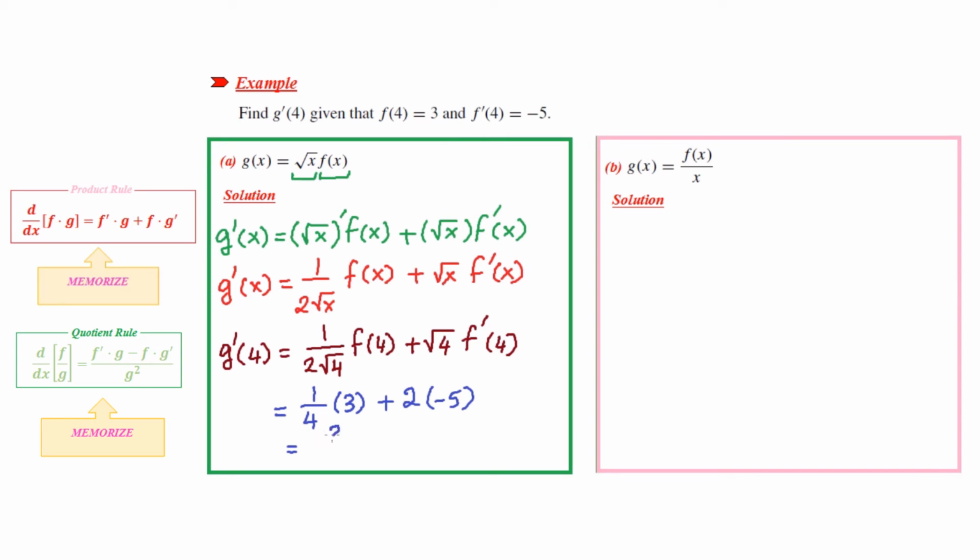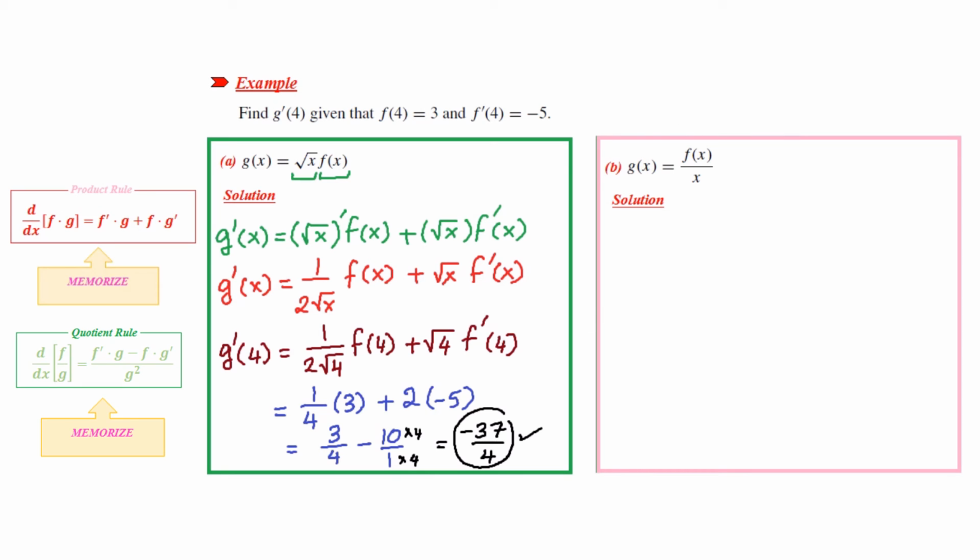So this equals 3 over 4 minus 10, and we can write 10 over 1, and you have to rationalize the denominator to do subtraction. Multiply by 4, multiply by 4. So the final answer is 3 minus 40, which is -37, divided by 4. And this is the final answer for part A.